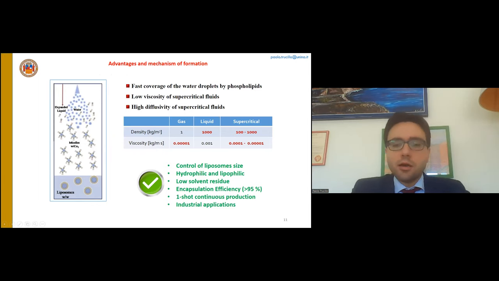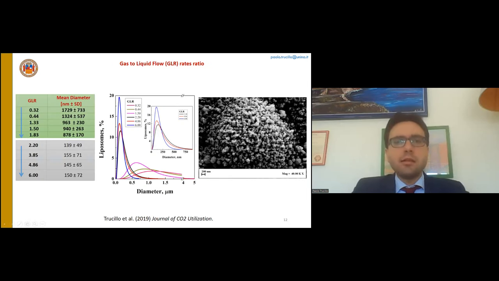This means that we worked on several industrial applications. First of all, we studied the flow rate variation of the gas flow rate. So this means the ratio on mass basis of gas over liquid flow rate. We understood that by increasing this value, we obtained particle size at nanometric level. So liposomes from 100 to 150 nanometers were produced with very narrow particle size distribution. We also confirmed this information with the scanning electron microscope, as we can see on the image on the right.